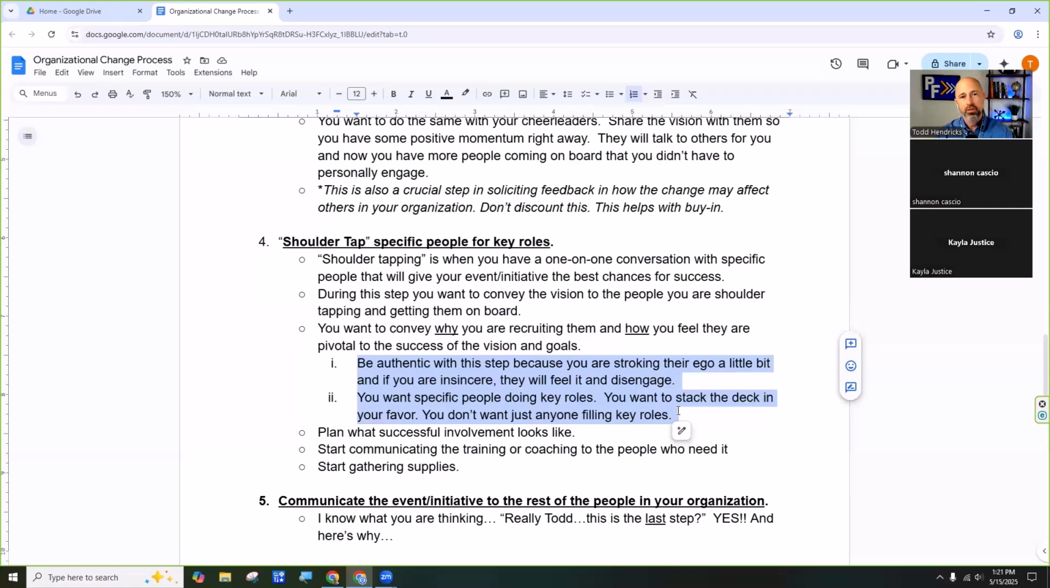So make sure that you're thinking about the key roles that you have and that you want filled, and be specific and intentional about the people that you talk to.